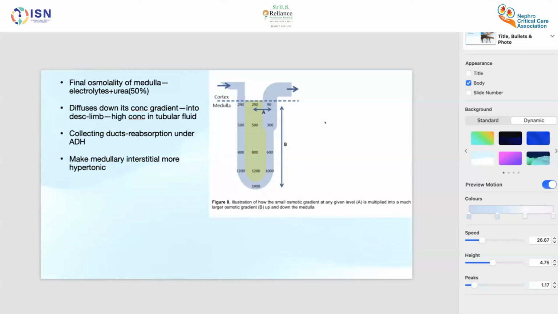This urea diffuses down its concentration gradient into the descending limb, which causes high concentration in the tubular fluid. In the collecting ducts, this reabsorption is under the influence of antidiuretic hormone. This makes the medullary interstitium more hypertonic.